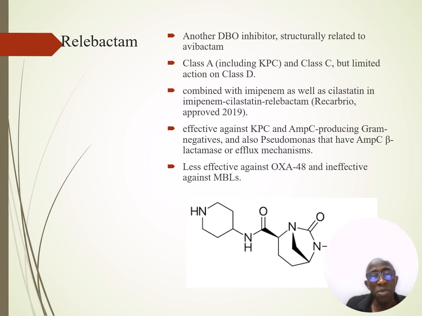We have relebactam, which is a DBO, structurally related to avibactam, class A, combined with imipenem and cilastatin. You have Recarbrio. This was approved in 2019. So these are the new things some of us might not know about, and we're bringing this to you for your information. It's effective against the KPCs, AmpC-producing gram-negatives, and also Pseudomonas that have AmpC beta-lactamase and efflux. This is really a very important drug, and it can take care of a lot of things. We just hope that our friends, the clinicians, do not abuse it. It should be the drug of last choice, not the first choice. The smaller ones should be tested first before you go for this.